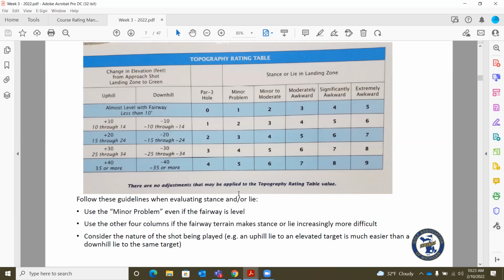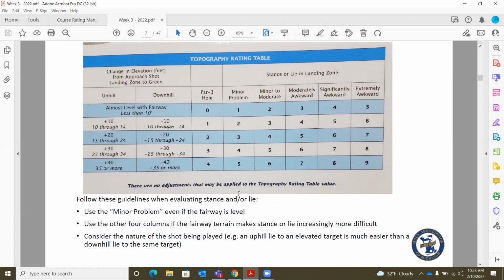So one rule of thumb that I like to use when I'm evaluating is I like to think of it in terms of, if I take a stance in the area, is it going to impact the direction that I aim, the location where I put the ball? Am I going to have to move it up in my stance, back in my stance? These are things that I look at to go down the scale from minor problem to extremely awkward.